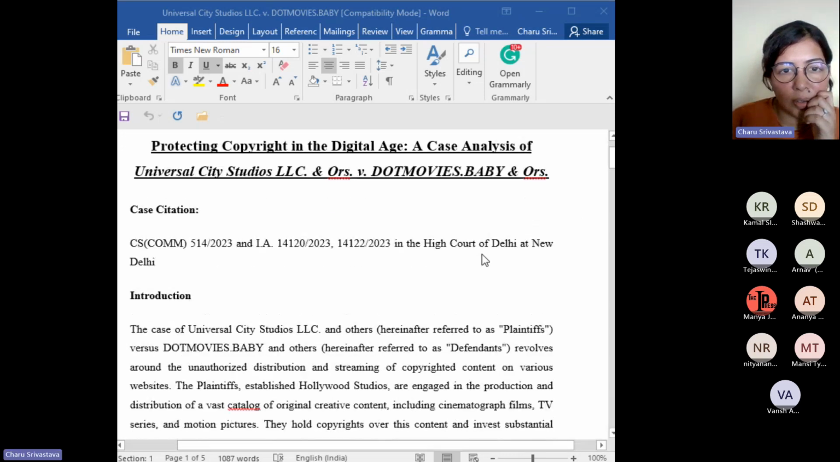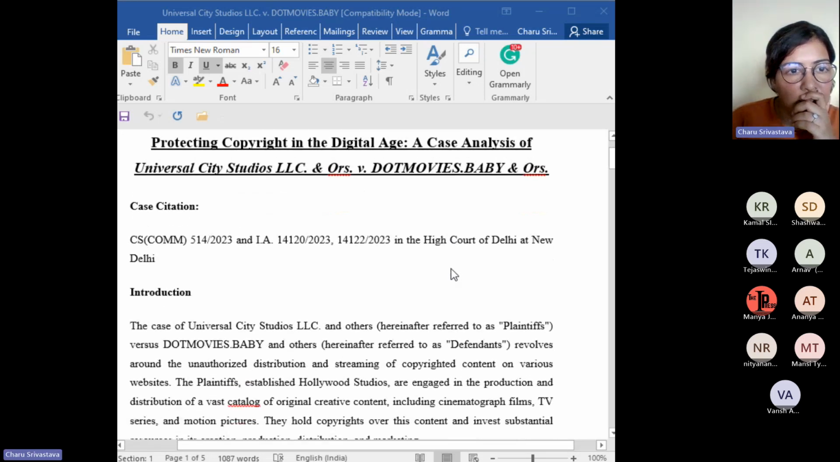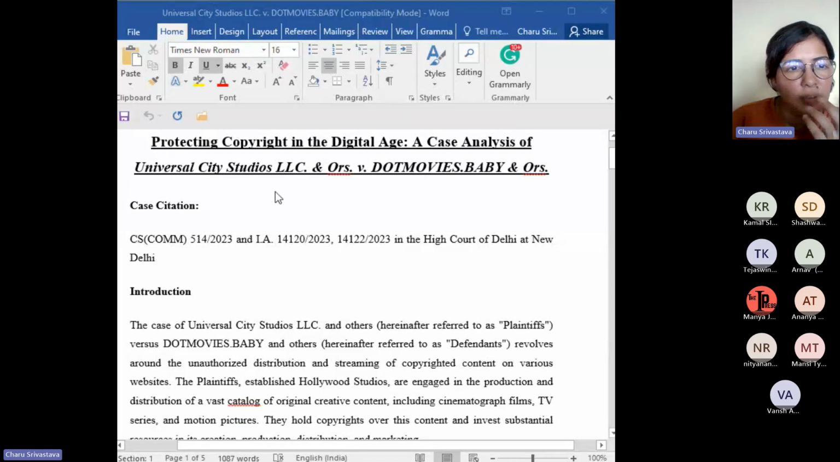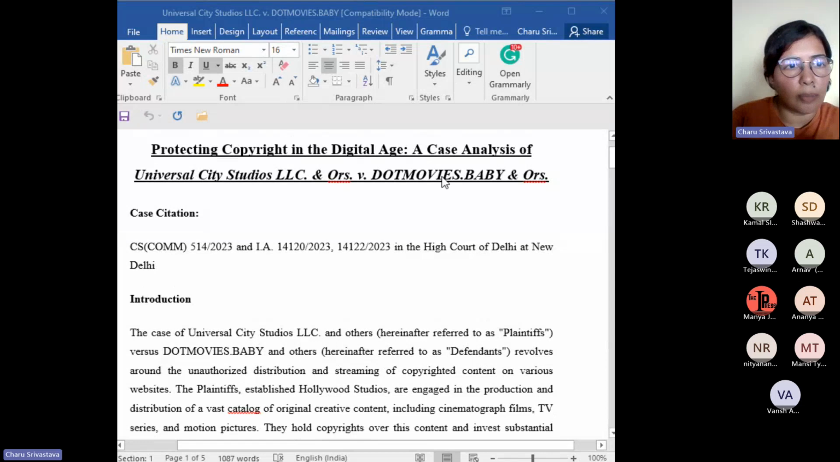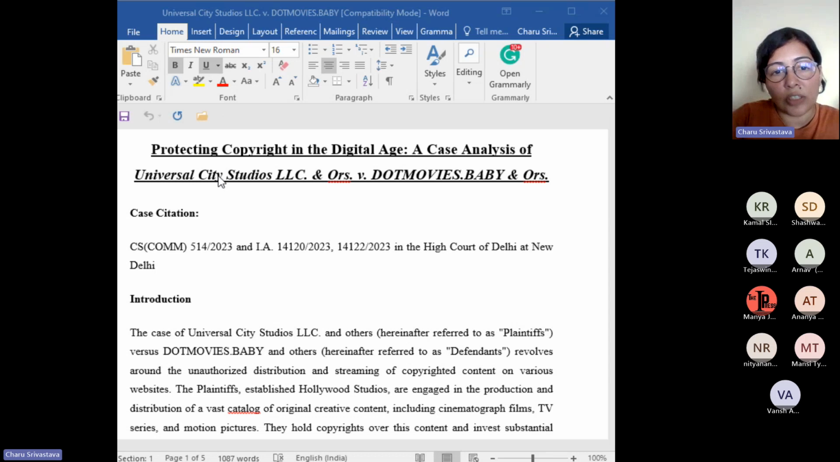I won't be able to see your text in the chat box, but this is one case brief, protecting copyright in the digital age, a case analysis. You can frame your title like this. Sometimes you just write the name of the case and submit it. Don't do that. Draft something, write something. It should look like a title. When a reader looks at your case brief, if I see the title I will understand, and I will be interested to read your case brief. But if I only see the name, then I might not be interested in reading it. I might read something else. So please draft or put some title in your case brief.